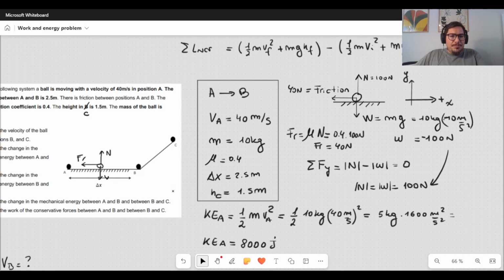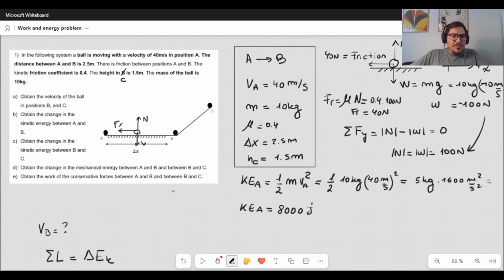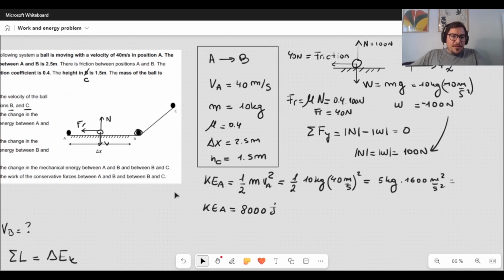Okay, what is the goal of this part? If we read the statement carefully, we must obtain the velocity in positions B and C. We are going to obtain the velocity in B, and we are going to apply the theorems. Therefore, we need the kinetic energy in A and the potential energy in A. What happens with the potential energy in A? It is mass, gravity, height in A. If we use this level as the 0 in height, the height is 0, so the potential energy in A is 0.